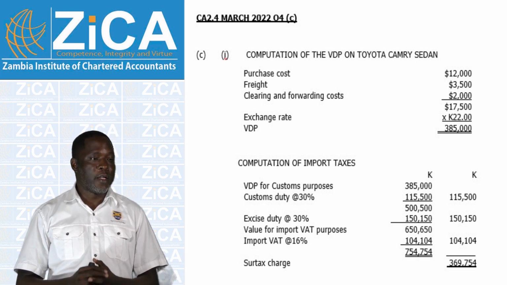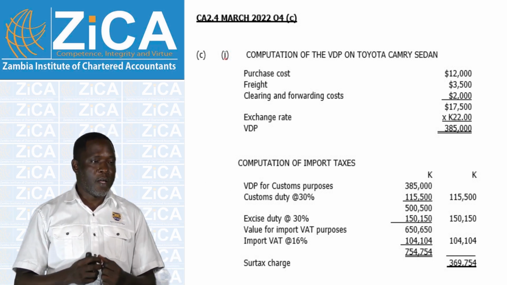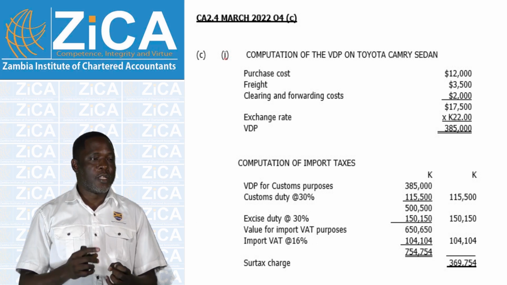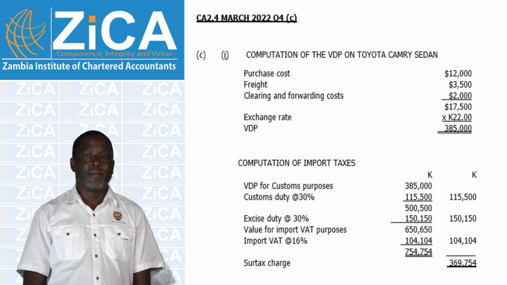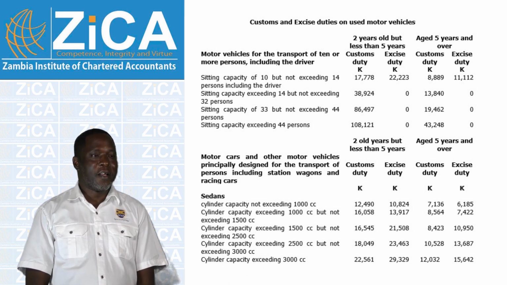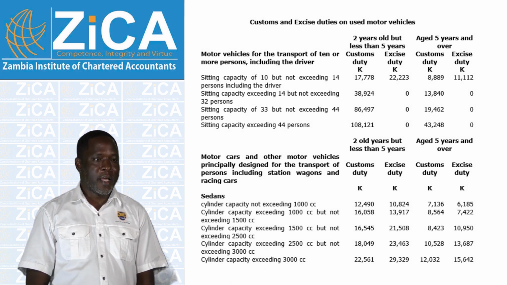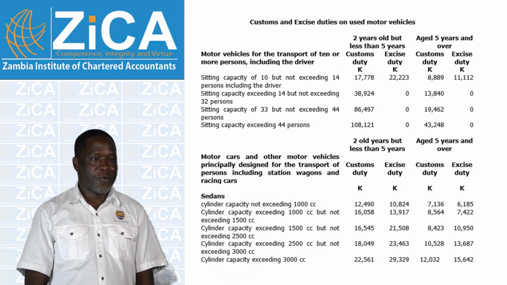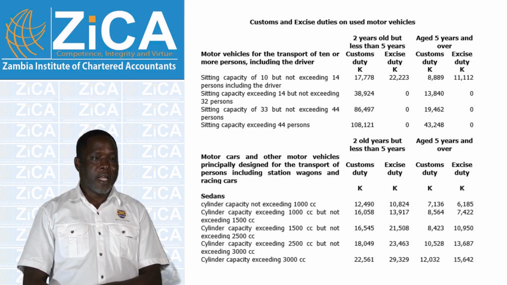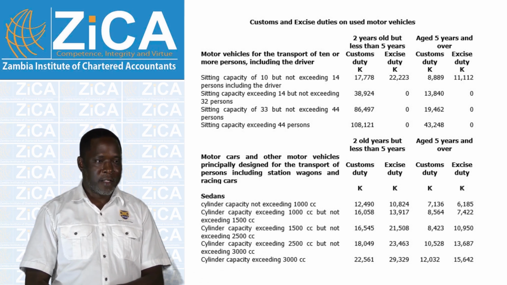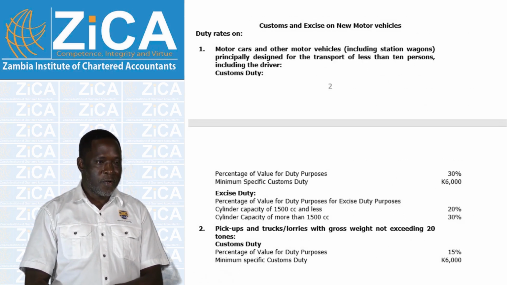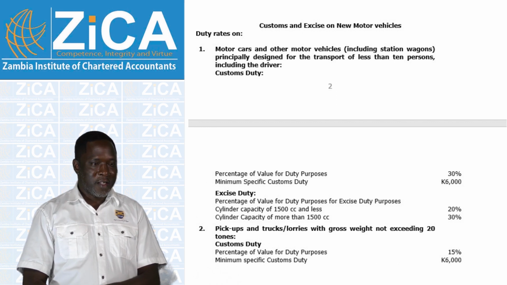So we are going to go to the taxation tables so that we pick the correct rates at which the import taxes will be assessed. Like we mentioned earlier on, there are two tax tables which are given in the examination paper. The first one is the table for customs and excise duty on used motor cars. We are not going to use this one because we have been clearly told that the sedan was imported brand new. So you go to the next table, this one, saying customs and excise duty on new motor vehicles.